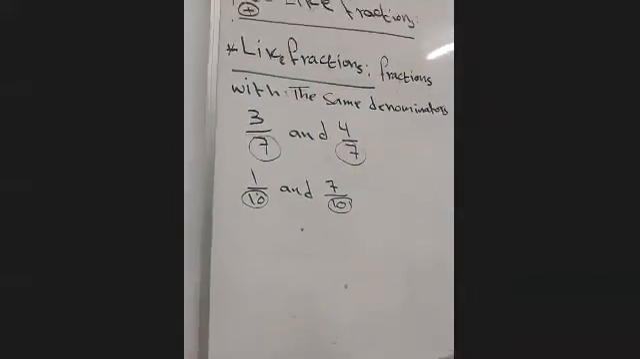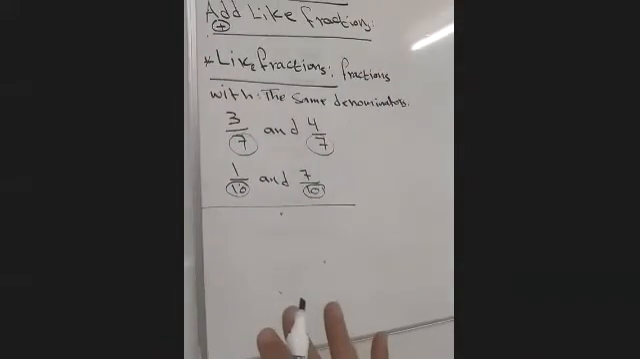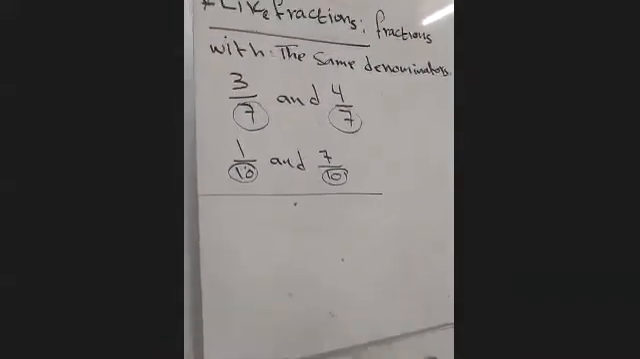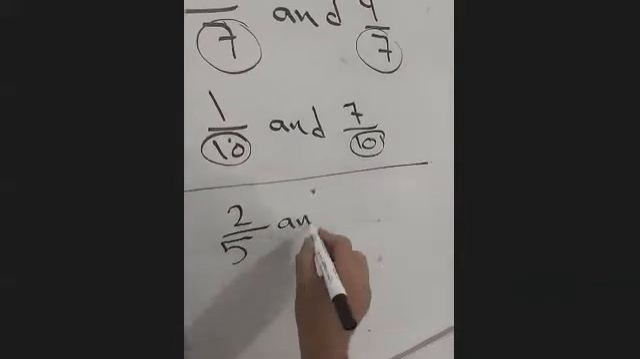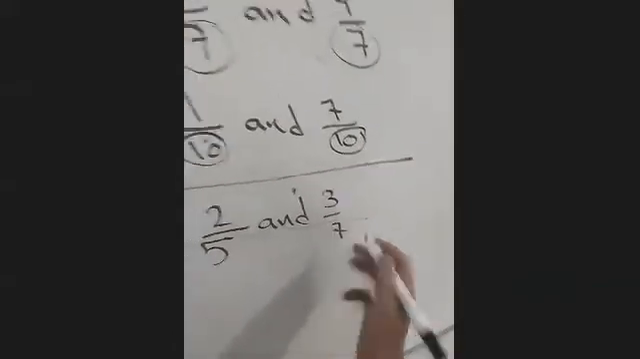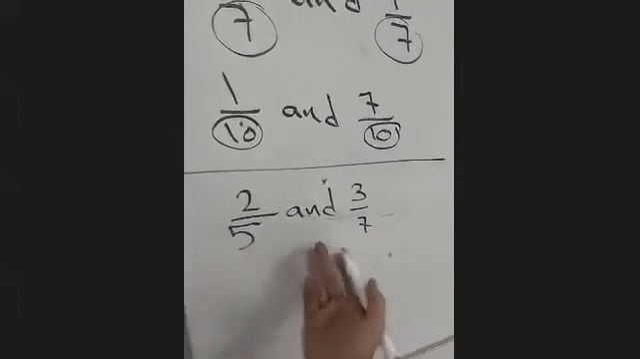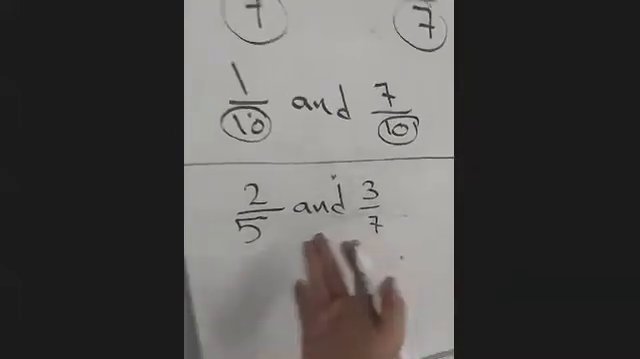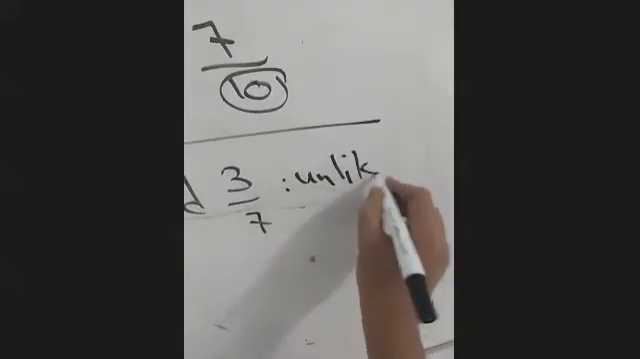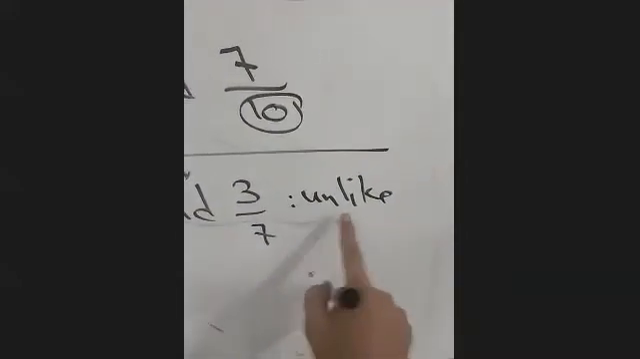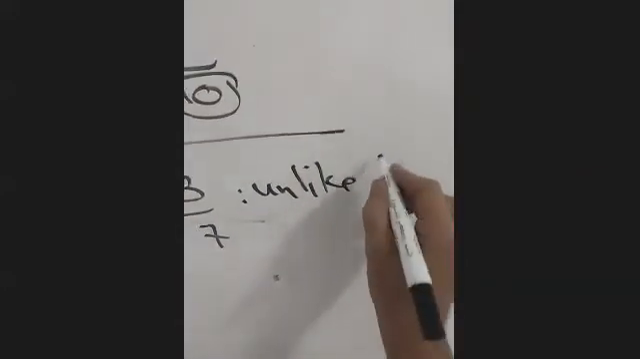Okay, guys? Now, the unlike fractions means fractions with different denominators. For example, 2 over 5 and 3 over 7. Here we have 5 and 7, it means they have different denominators. These are unlike. Here, like. Here, unlike fractions.